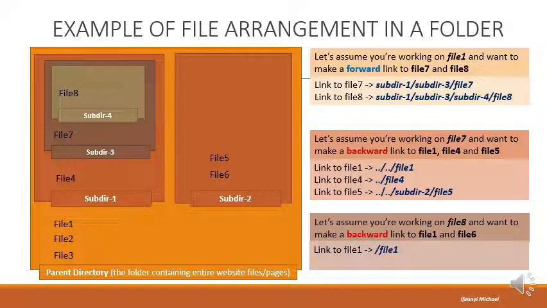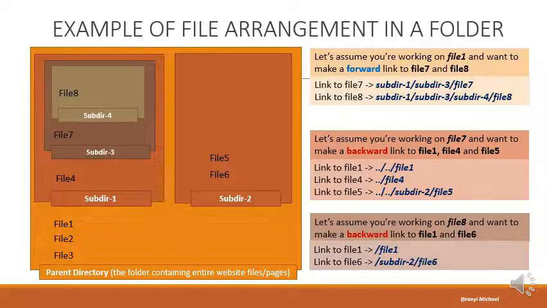Alright, and so for file 6 we also need to do the same thing, but this time around we are going to make a reference again to subdirectory 2. So we just move down to the root directory and then locate subdirectory 2. Right inside subdirectory 2 you see file 6, and we link up to file 6 because we are working on file 8. Okay, so this is how the forward links and the backward links look like.